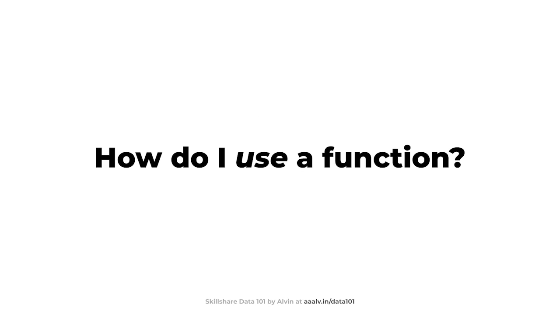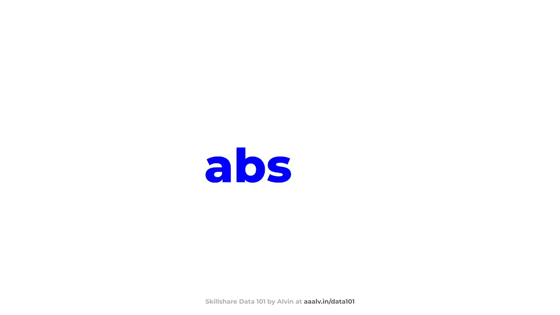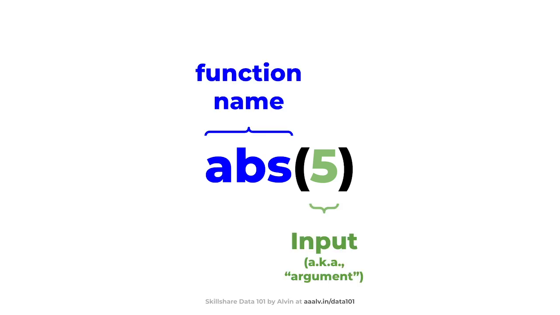How do I use a function? Consider the absolute value function again. In Python, the function's name is just abs. Use parentheses to call the function. Calling the function means we execute the function. In between the parentheses, add any inputs that the function needs. This absolute value function takes in one input. We also refer to the input as an input argument or just the argument.